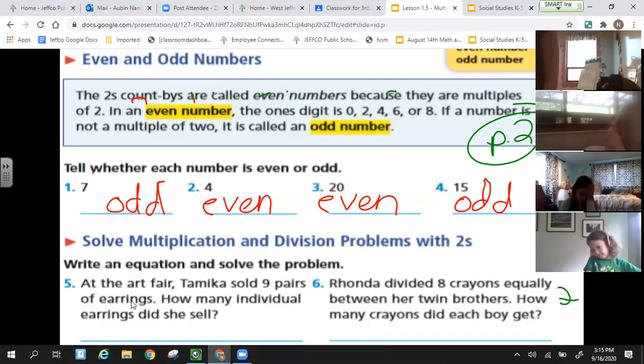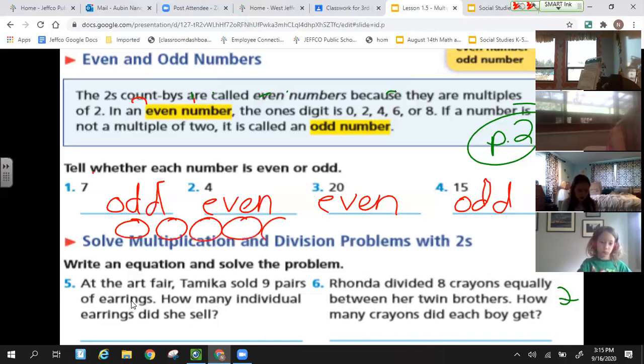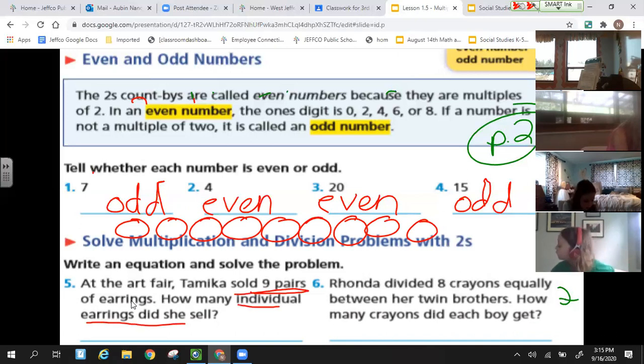Okay, so I'm gonna do it up here. You guys do it on your math book. We're gonna have 9 circles. 1, 2, 3, 4, 5, 6, 7, 8, 9. We're gonna use the circles and dots because we know she had 9 pairs of earrings. We wanna know how many individuals. There are my 9 pairs, but each pair is actually 2.